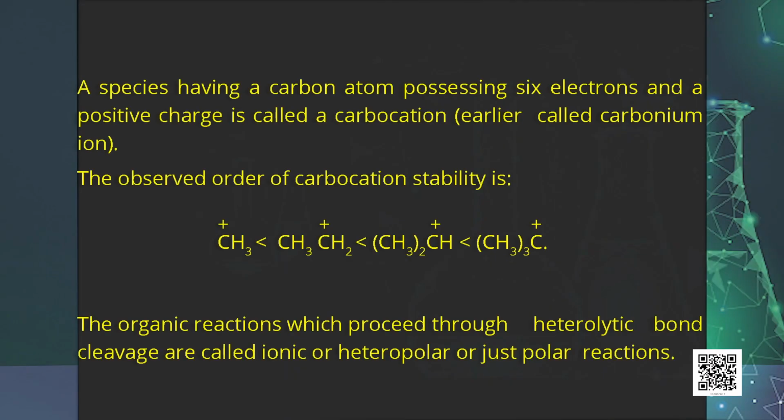The heterolytic cleavage can also give a species in which carbon gets the shared electron pair. For example, you can see in this slide, in case of a methyl lithium molecule, methyl anion and lithium cation are formed. Such a carbon species carrying a negative charge on the carbon atom is called a carbanion. Carbanions are also unstable and reactive species. The organic reactions which proceed through heterolytic bond cleavage are called ionic or heteropolar or just polar reactions.